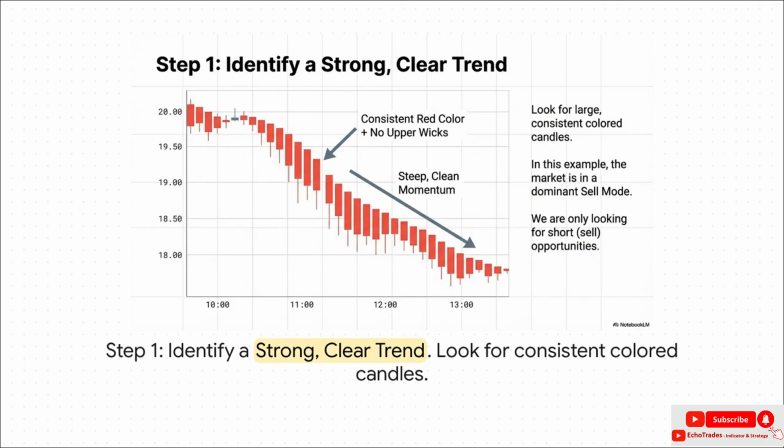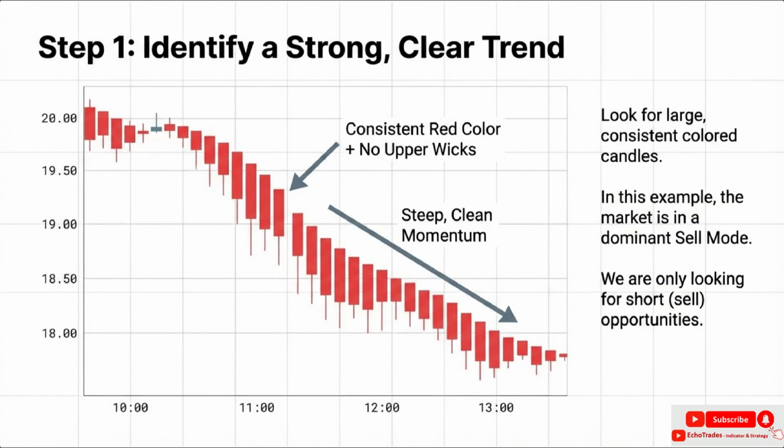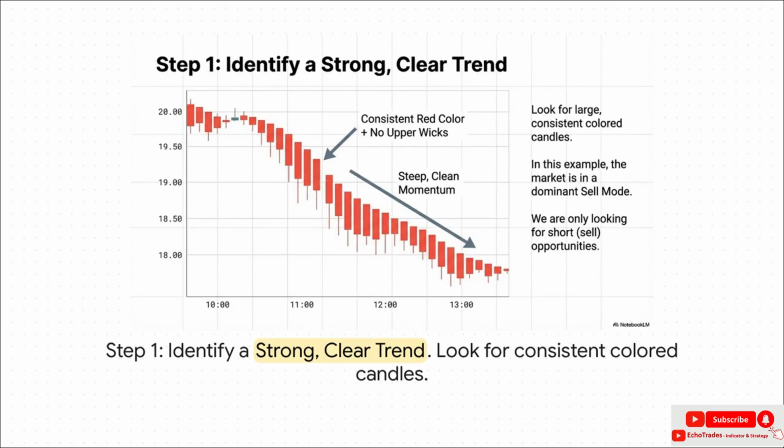Step 1. Identify a strong, clear trend. Right here, we see the market is in a hardcore sell mode. Look at those big, consistent red candles. The momentum is just screaming downwards. In an environment like this, we should only be looking for a chance to sell.